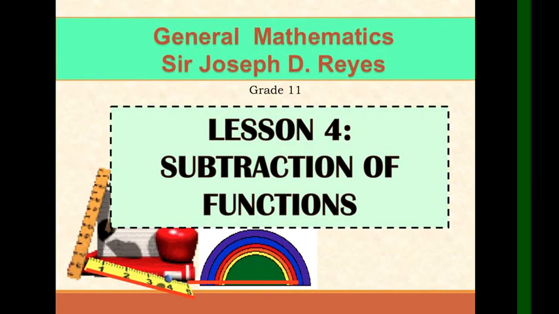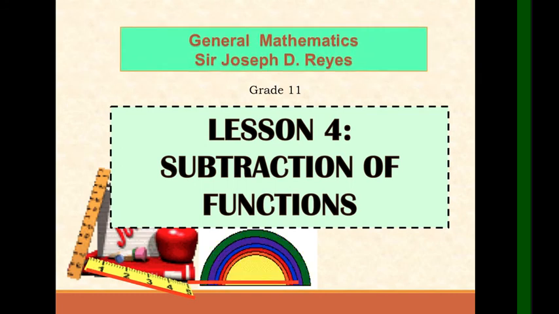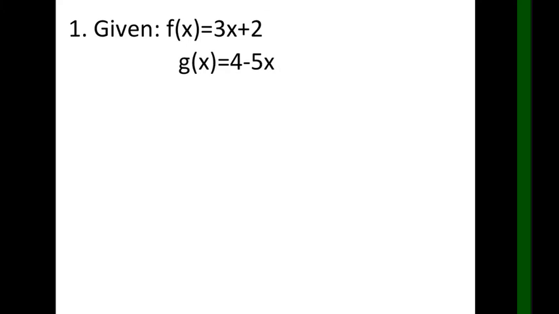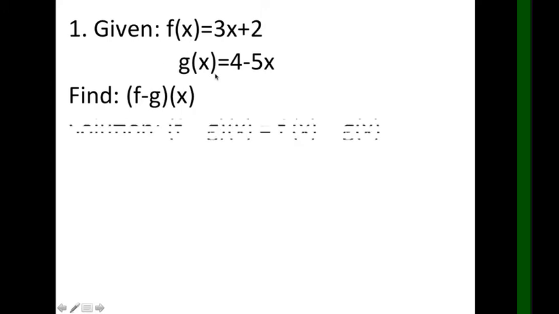Good day. Our topic for today is all about subtraction of functions. So how to subtract functions? We have number 1, given f of x equals 3x plus 2 and g of x equals 4 minus 5x. To subtract, our given condition is f minus g of x. Meaning to say, we need to subtract f of x minus g of x.